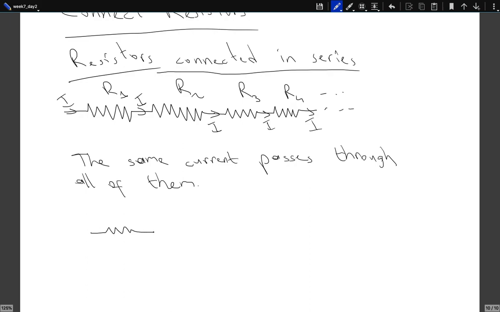Let's just start with just two of them. We send the current through it, the same current. So if we want to calculate the capacitance, the resistance of this circuit element, we have to determine the potential difference between these 2 points. Let's say A, B, and C.